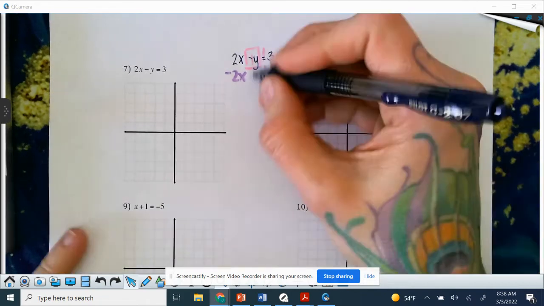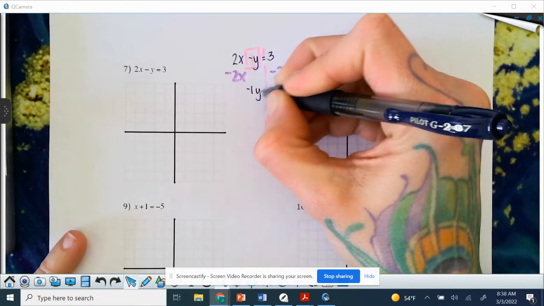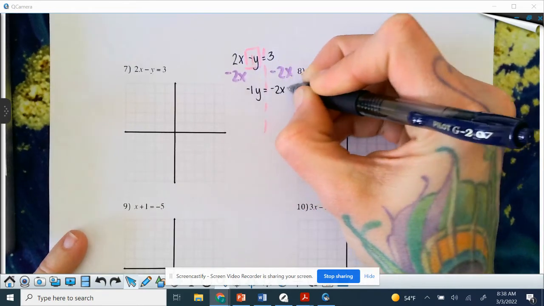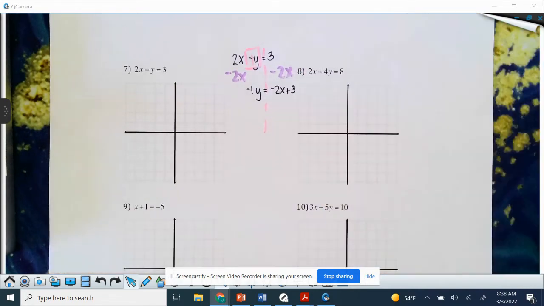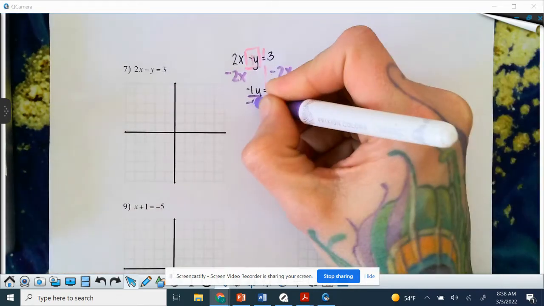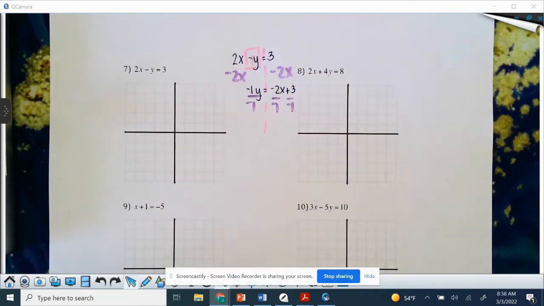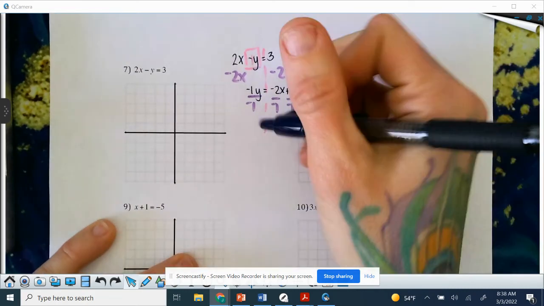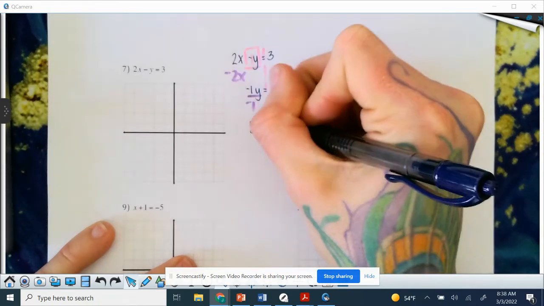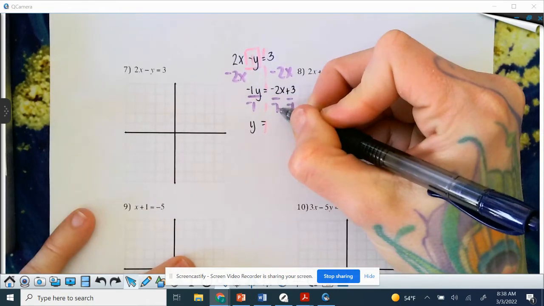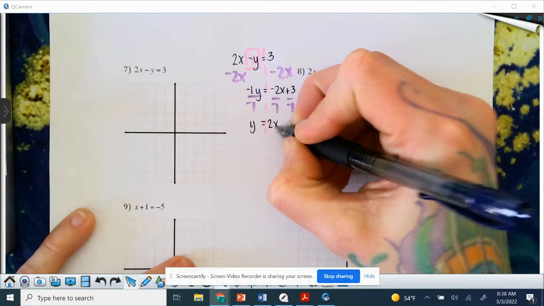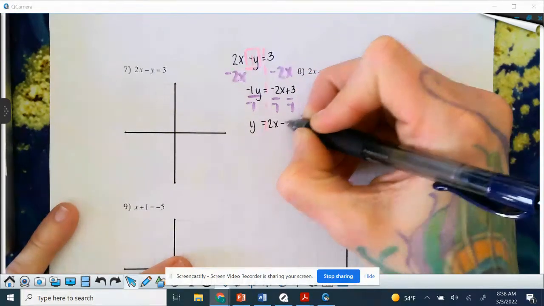Make sure I'm going to put a negative 1. Negative 2x plus 3. That negative 1 can't stay there. We got to get y completely by itself. So we're going to divide everything by negative 1, each term by negative 1. And so y will equal that negative 2 divided by negative 1 is going to make it a positive 2x. Positive 3 divided by negative 1 will give you negative 3.